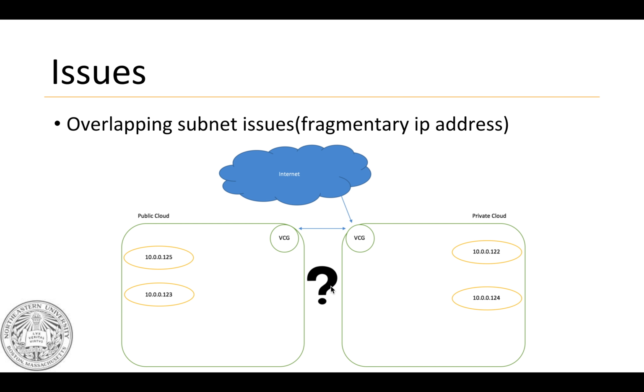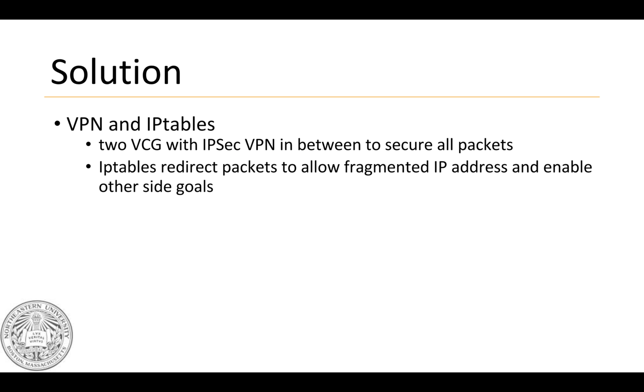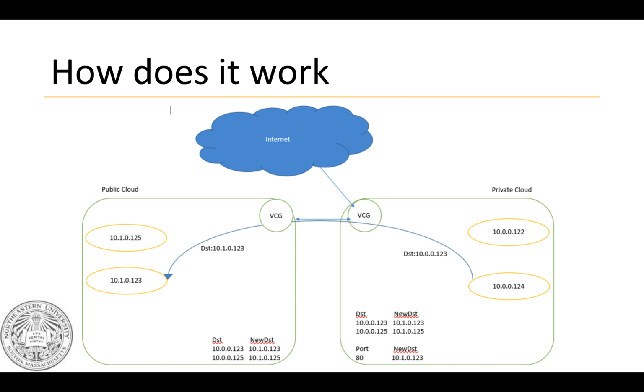So to solve this problem, we use two VCGs with an IPsec VPN tunnel between them to secure all the packets, and then we use iptables to redirect all the packets to allow this kind of fragmented IP address, and also other side goals. Now I will explain how it works.